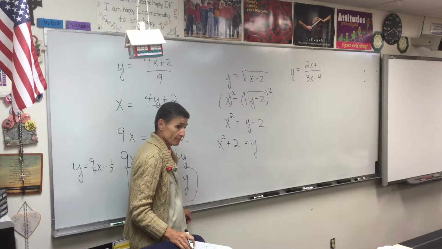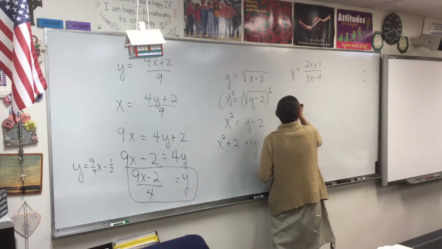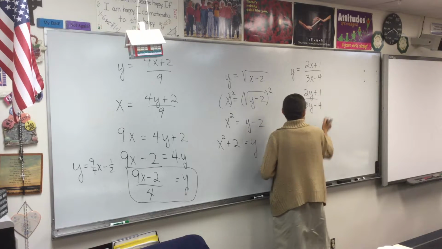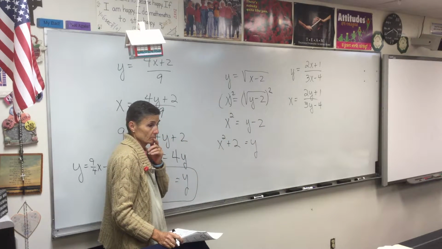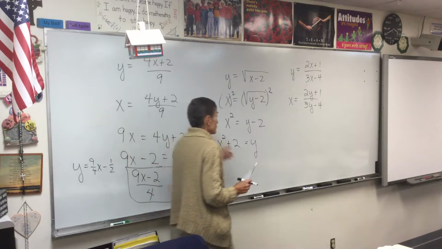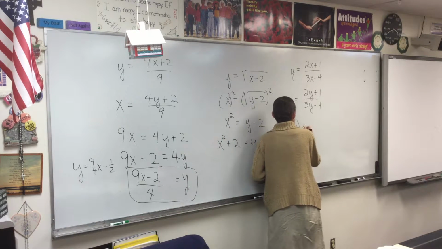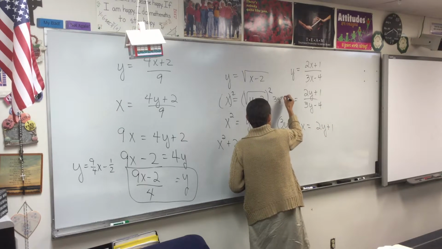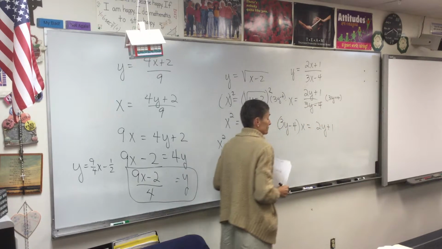What's the first step? Swap. Swap. All right. Now, every x becomes a y. So I know there are two of them, but they both become y's. Multiply by 3y minus 4. Very good, Geechee. Thank you for paying attention. We're going to multiply both sides by 3y minus 4. If I multiply both sides by 3y minus 4, I will lose my fraction.